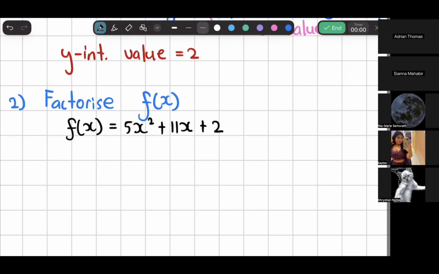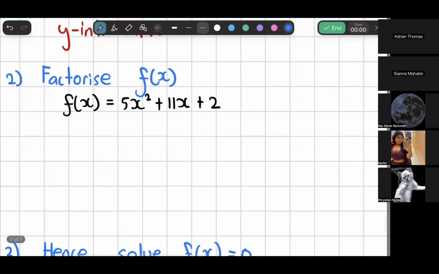5, sir. Right. If it's not 1, you have to use the AC method. Do you remember how to do the AC method? Yes, sir. Right. So tell me what to do next. So the 5 will multiply by 2, right? 5 multiplied by 2, what are you going to get? Which is 10. And what am I going to look for next? Factors of it, sir. Right. So what are some factors of 10?